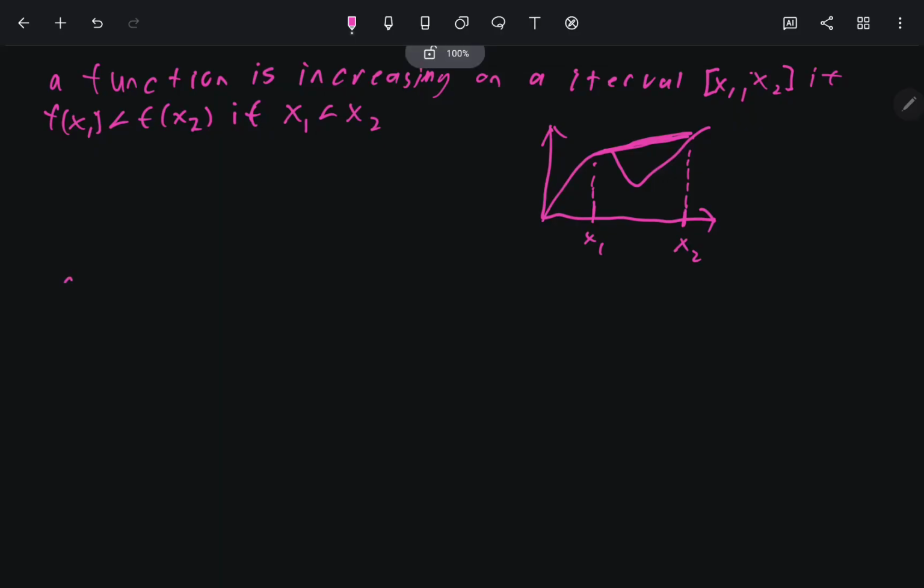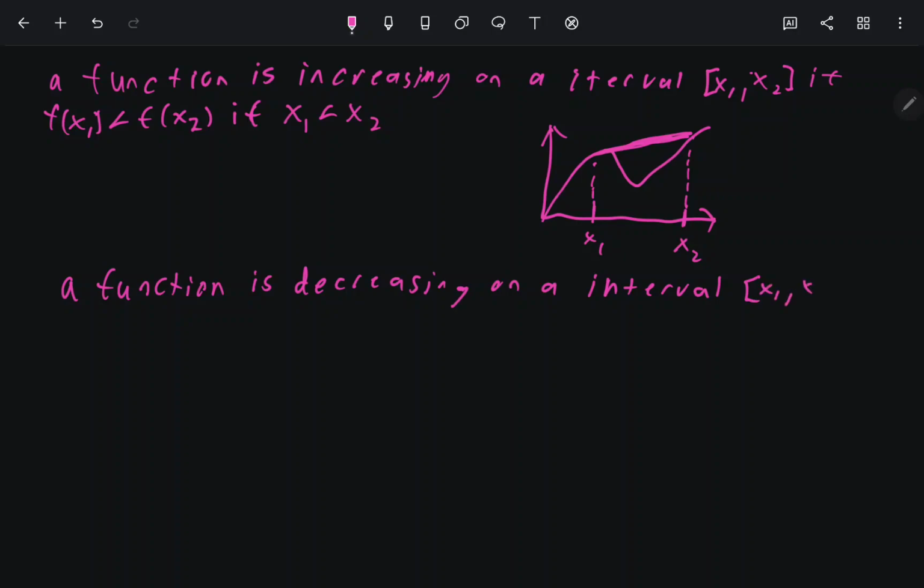A function is decreasing on an interval x1 to x2 if f of x1 is greater than f of x2 if x1 is greater than x2.